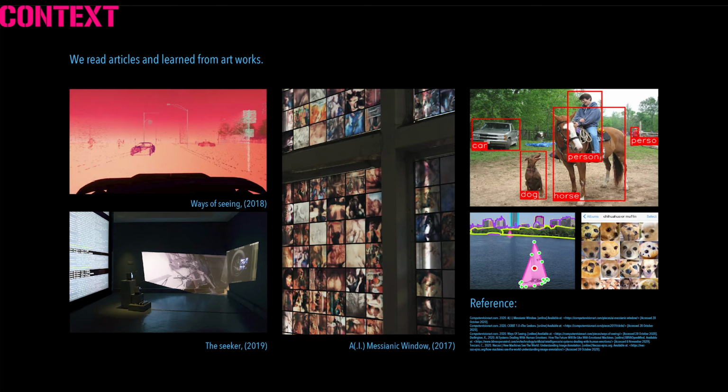We read articles and got many inspirations from artworks. How Machines See the World, written by Tekani, introduced us to many interesting examples of machine vision. AI System Dealing with Human Emotions by Darlington discussed the machine's emotion. AI Messianic Window combined religion with AI calculation and machine vision. The Seeker shows machine vision more interactively, with the machine's judgment of the audience. Ways of Seeing shows audiences machine vision by letting them play the machine's role and get a vivid experience.